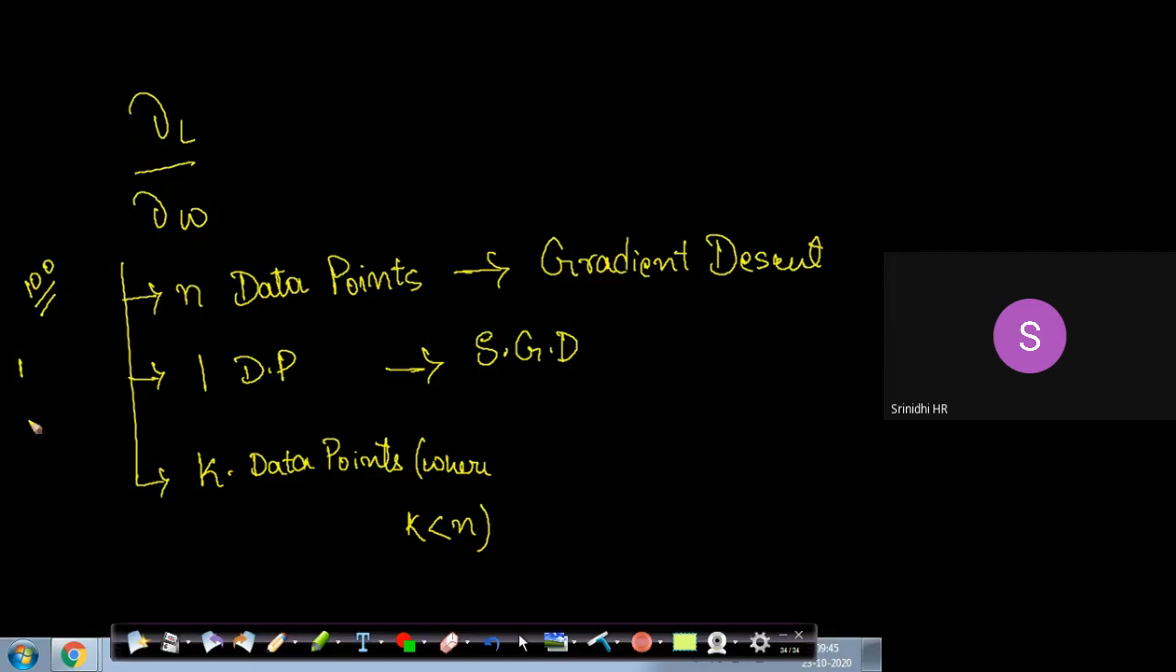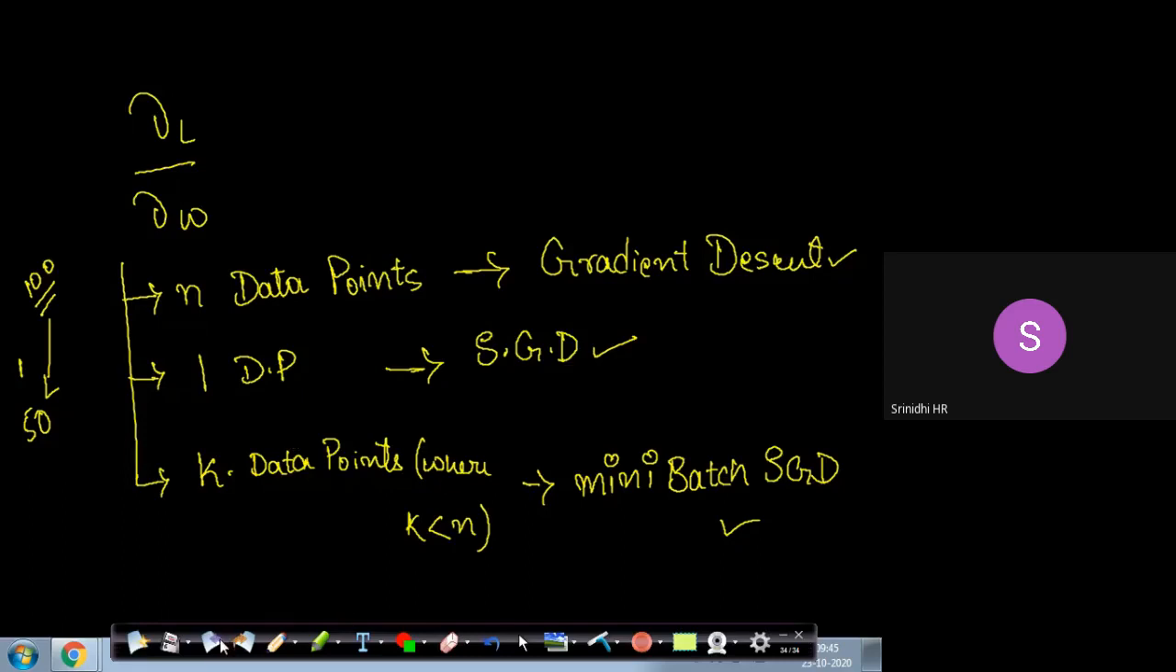If I calculate for, let's say, about 50 data points, which is less than 100, I will call it mini batch stochastic gradient descent. Did you understand the difference between gradient descent, stochastic gradient descent, and mini batch stochastic gradient descent? Did you understand this? Yes, sir.